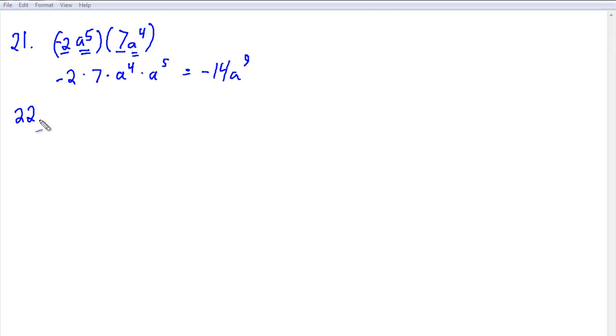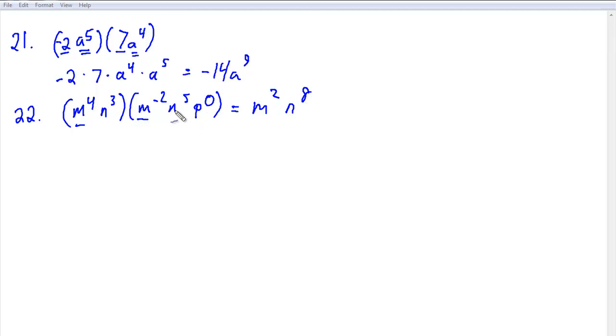Then, for problem 22, you'll notice that we have another set of problems here. We have m to the fourth, n cubed, and then we have m to the negative 2, n to the fifth, and then p to the zero. A couple different things here. First of all, we have a negative exponent. The bases rule still works out. If you have the bases being the same, you can add these up, and that will give us an m to the second power, because 4 minus 2 is 2, or 4 plus a negative 2 is 2. Now, n to the third times n to the fifth, you add the exponents. So this would be n to the eighth. And p to the zero. Interesting fact, any number to the zero power is going to be 1. So p to the zero is 1. So this is my final answer for the problem: m to the second power times n to the eighth power.